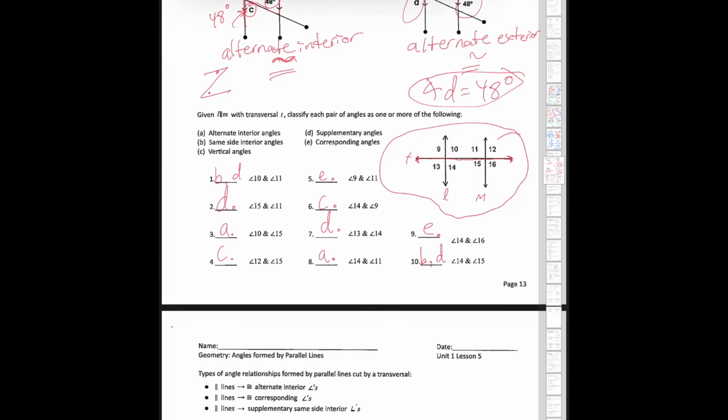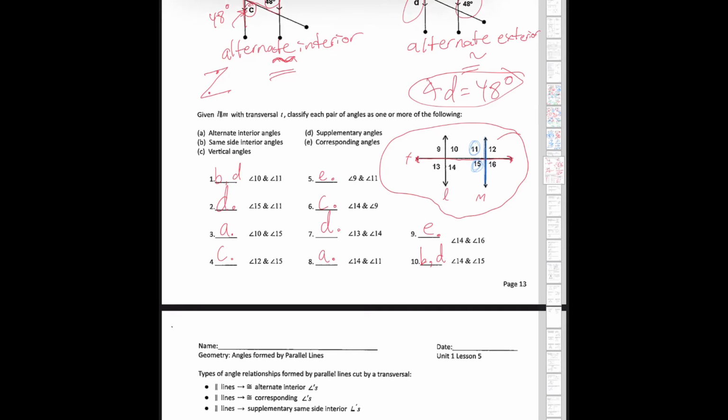Now for number two, it says angles 15 and 11. So we're looking at these two here. Now, the diagrams we looked at above, we didn't really see anything specific about these, but we can't forget our basics. So our basics are that any angles along a straight line or a straight angle are supplementary. They do add to 180 degrees, and that's the only thing that we can tell about them.